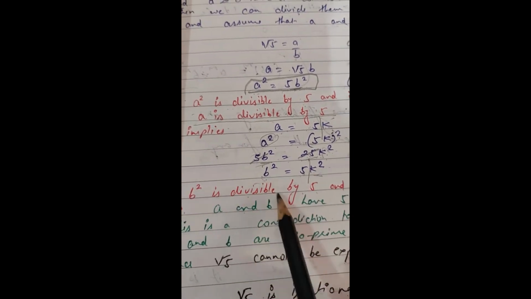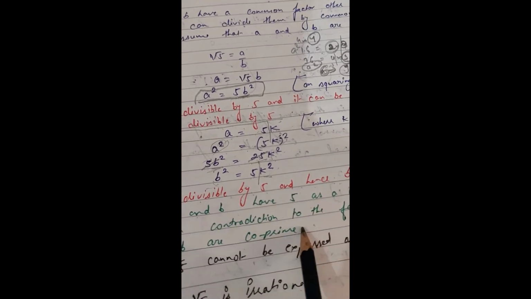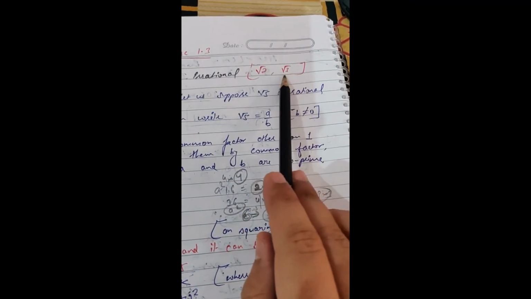Then again you will write b square is divisible by 2, hence b is divisible by 2. Both are having the common factor 2, instead of being co-prime. Thus we can write that root 2 cannot be expressed as p upon q. Thus root 2 is an irrational number. The same you have to follow for root 3.